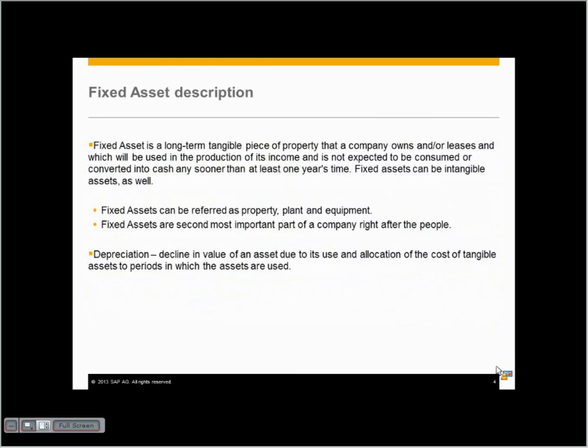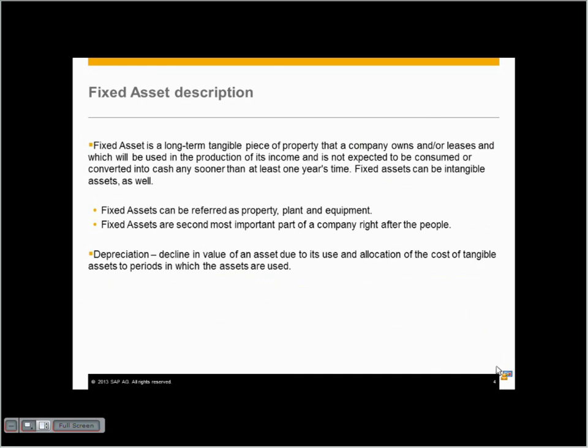Fixed assets can be intangible assets as well. Fixed assets can be referred to as property, plant, and equipment. And fixed assets are the second most important part of the company right after the people. Also very important is the depreciation, and depreciation is the decline in value of an asset due to its use and allocation of the cost of tangible assets to periods in which the assets are used.